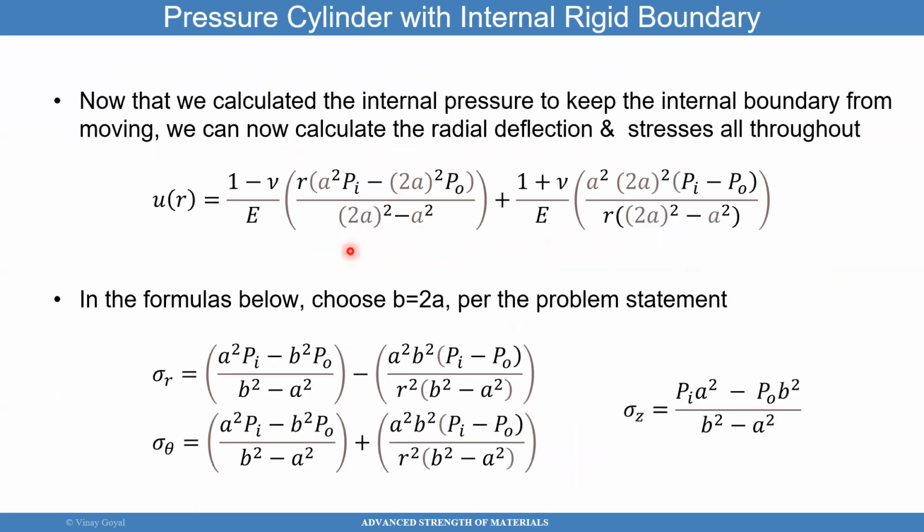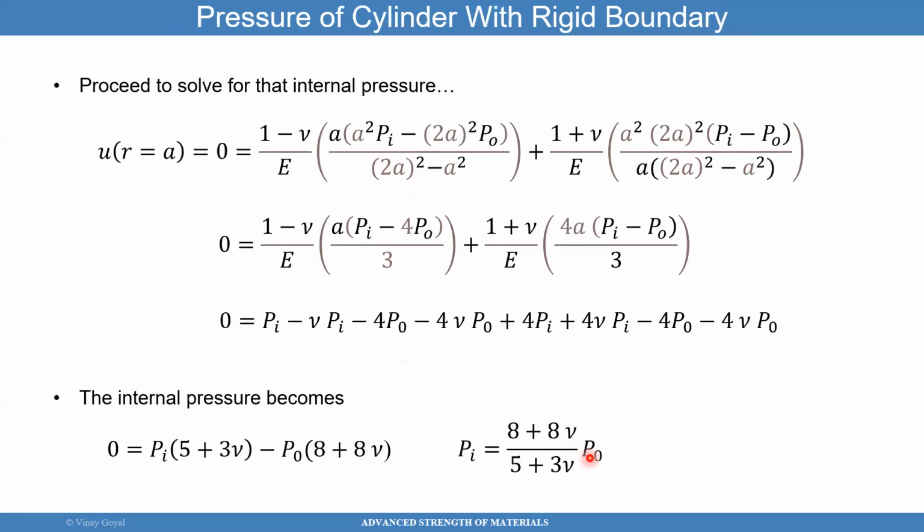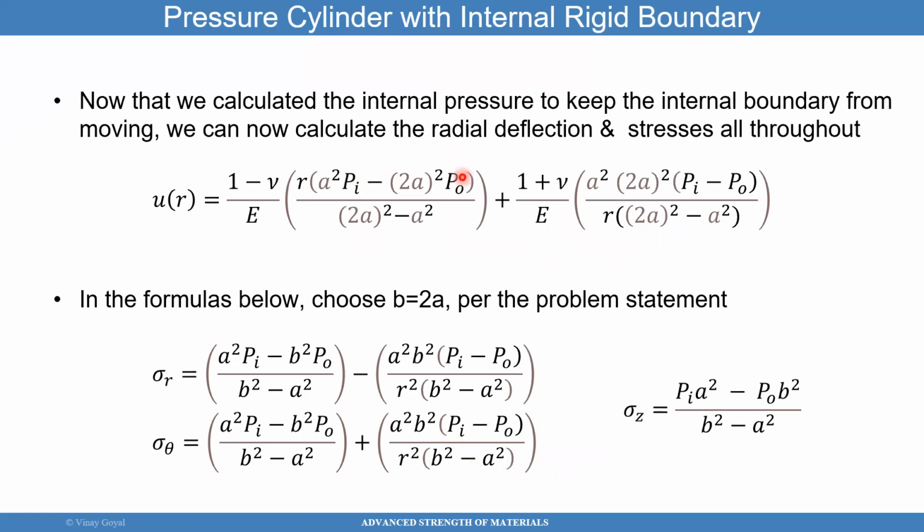Now I can just plug in, use the general formula for U, the radial deflection. I can just use that equation. I know PI in terms of P naught already because P naught is given to you. So all I have to do is just plug in what PI is and what P naught is. I know the internal radius is A, the outside radius 2A. Just plug it in, and that gives you the radial deflection at any point through the thickness.